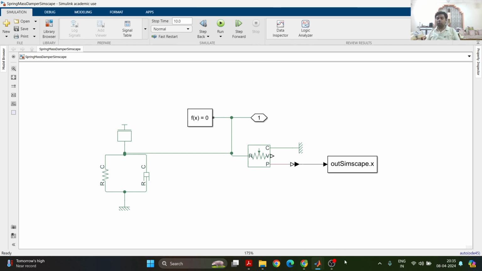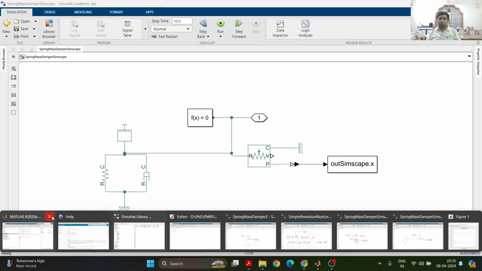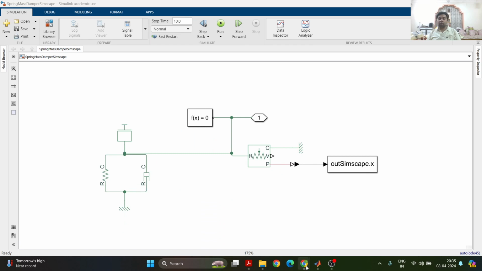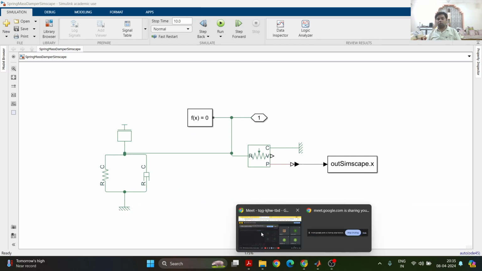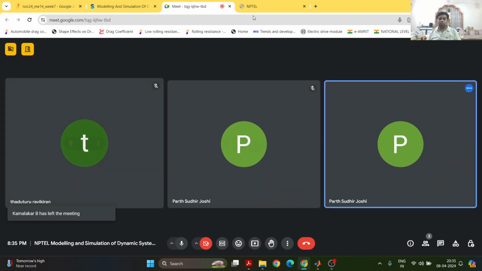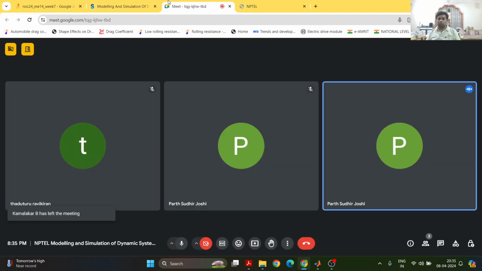So that's all that I had from my side to demonstrate regarding how to use MATLAB, Simulink, and Simscape. I had also prepared some simple problems, which would be similar to the kind of problems that you would see in the assignments. So shall we go through that quickly? Okay.